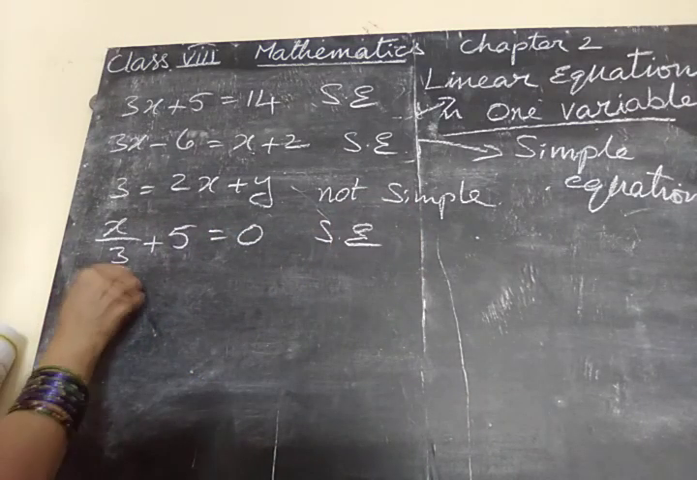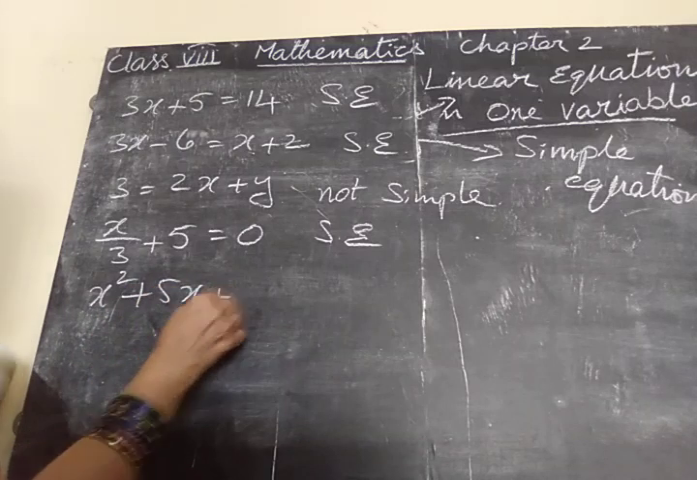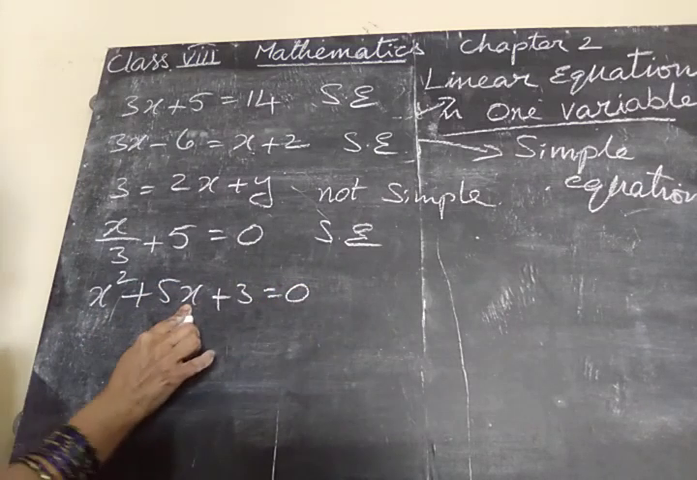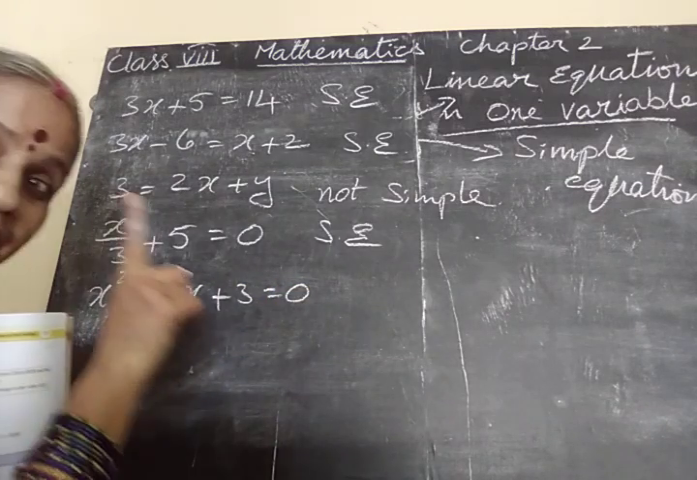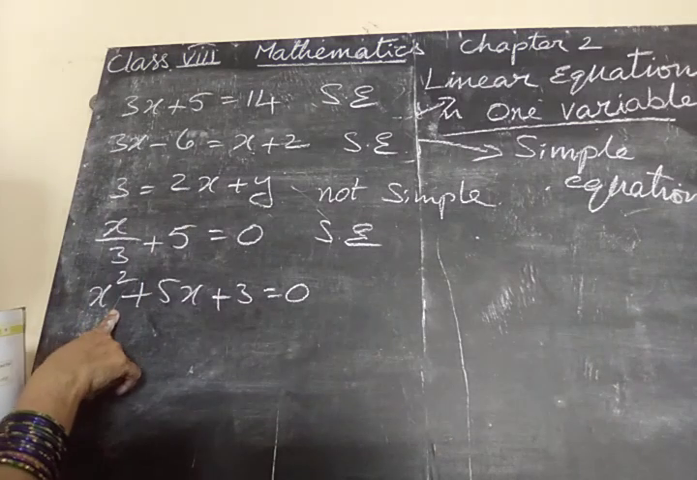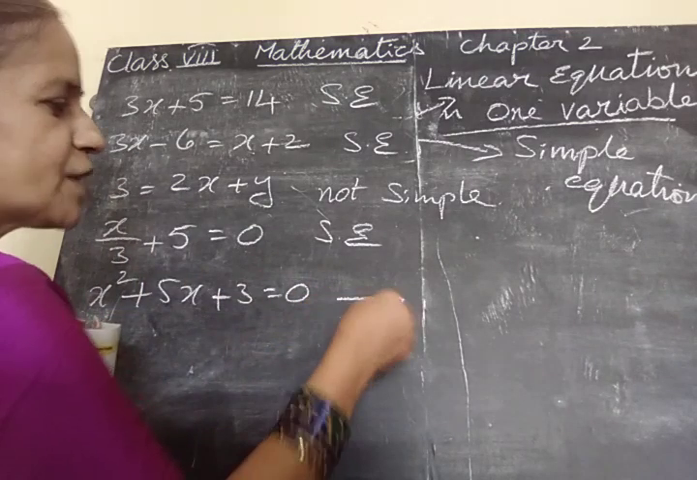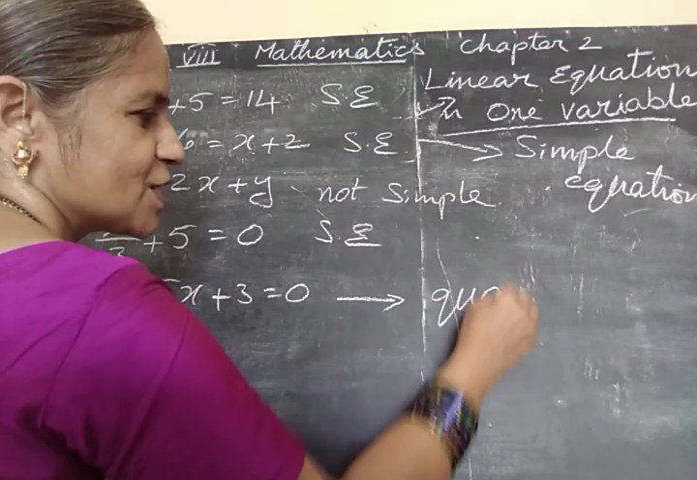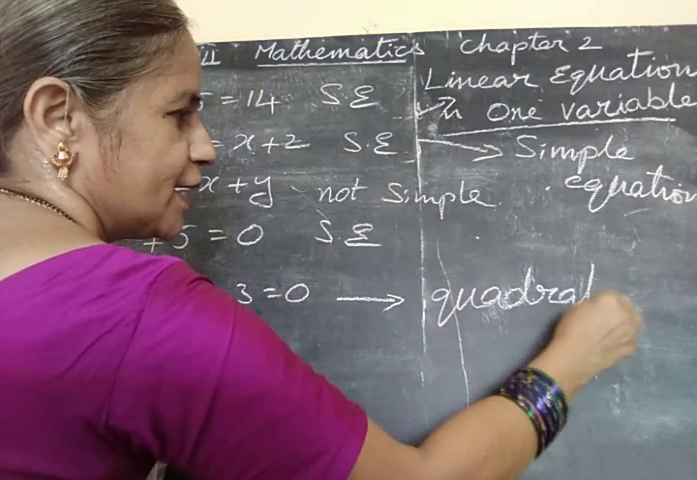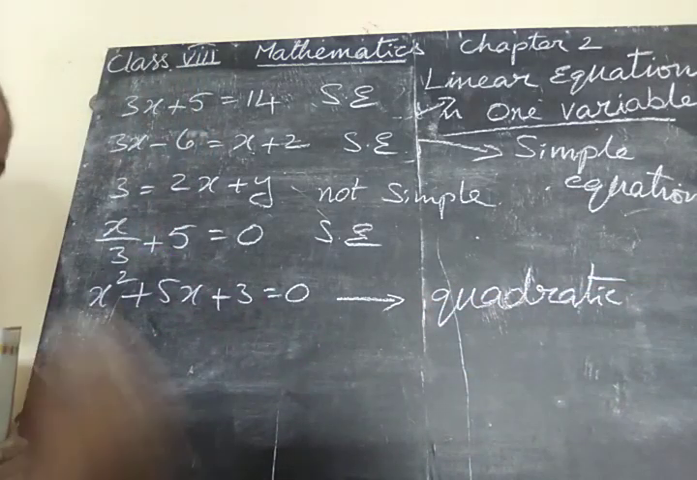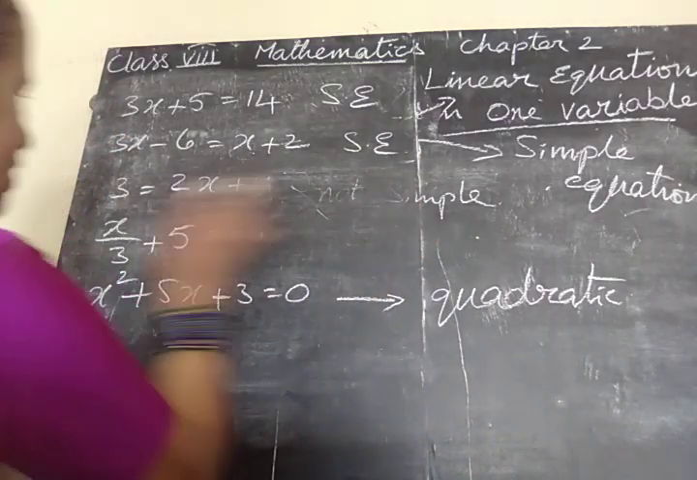Now, x² + 5x + 3 = 0. This is not linear also. This is degree 2. Degree 2 equations are called quadratic equations. Quadratic equations. This is not a simple equation.